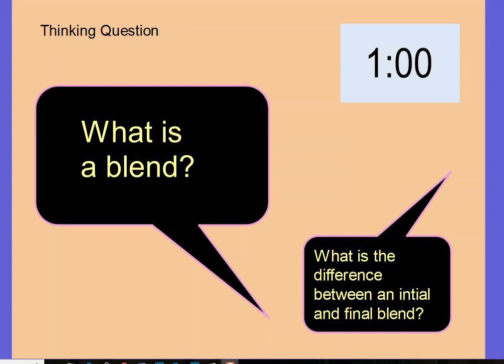Okay, so what is an initial blend and what is a final blend? So quite simply, an initial blend is found at the beginning of the word and a final blend is found at the end of the word. If you got both of those questions correct and you knew that, you can give yourself 1 tick on your whiteboard.